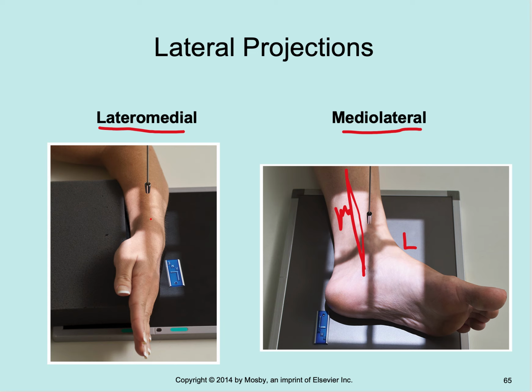So lateral to medial, we know that our thumb, according to anatomic position, is lateral. So being it's entering the thumb side, it is entering lateral and then exiting down here medial. So lateral to medial is the projection of the wrist here. So lateromedial projection of the wrist.